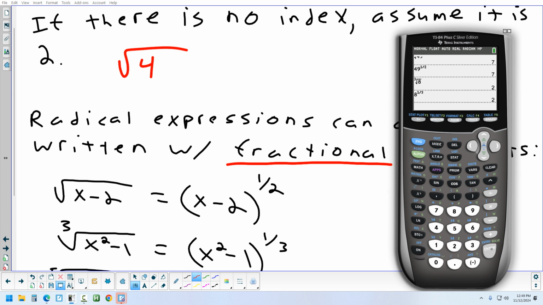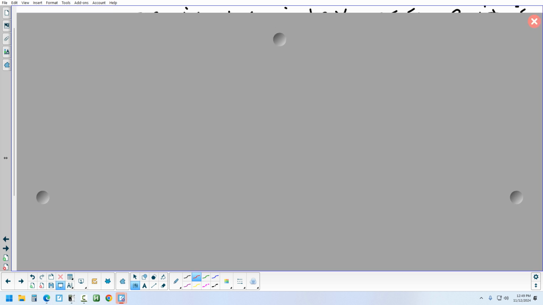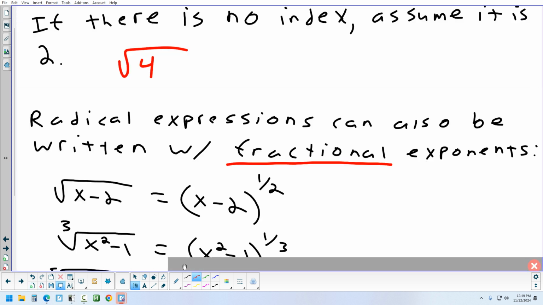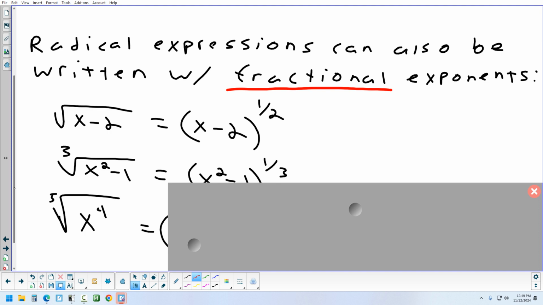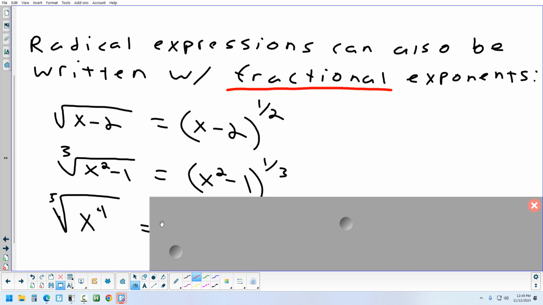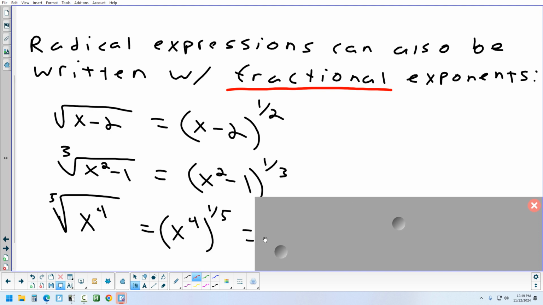All right. How about let's look at this one. How about a 5th root? That would be the same as to the 1/5. And what happens with this one is when you change the 5th root to 1/5, you have x to the 4th to the 1/5. You have a power raised to another power. What do you do with these two numbers when you have a power to a power? Don't you add them? You add them when you have something like this.